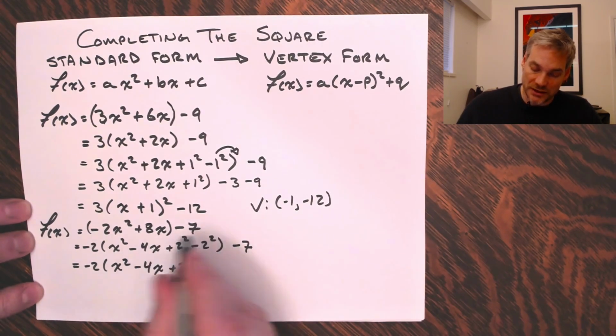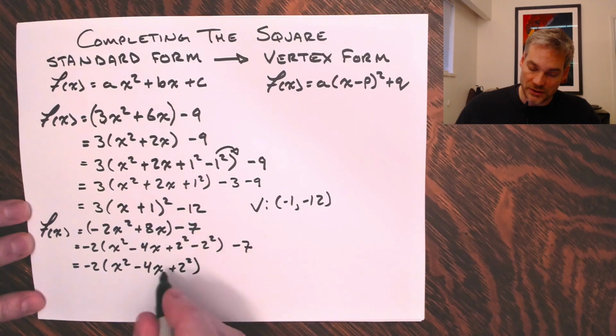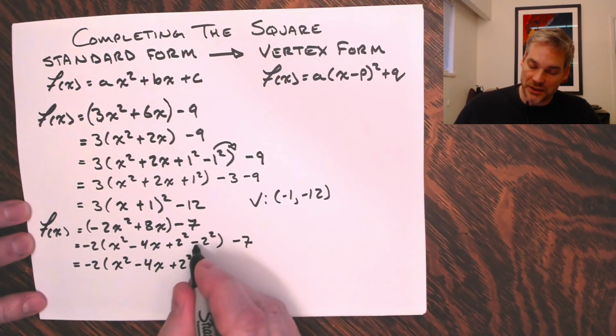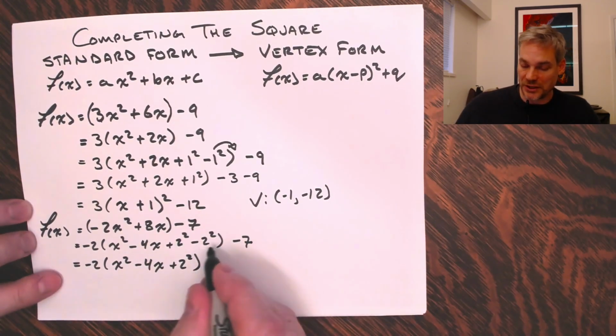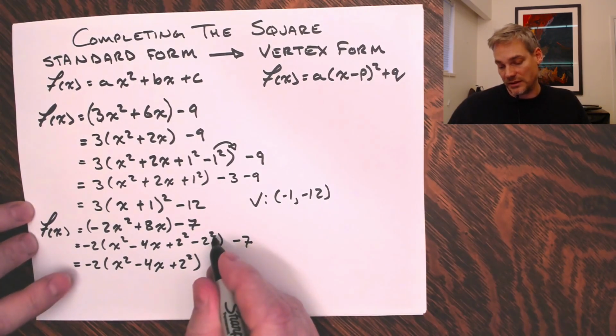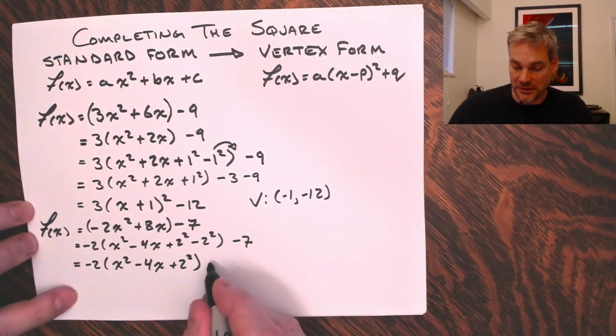And I'm not going to expand this square out. I'm going to leave it as 2 squared. I bring the negative 4 out, and when I bring negative 4 out, then that will multiply by the negative 2, and it becomes positive 8.